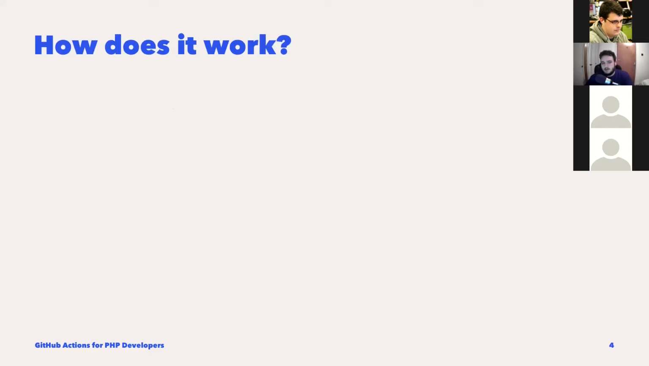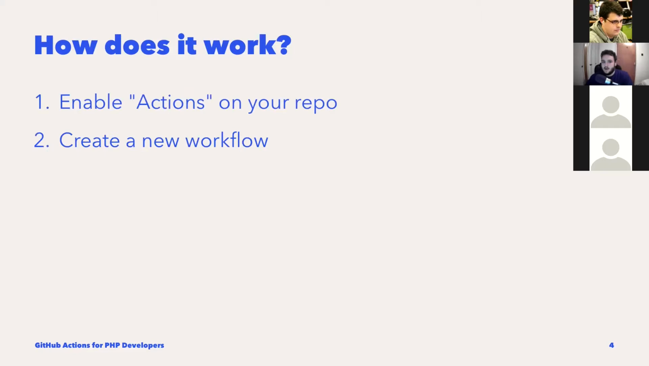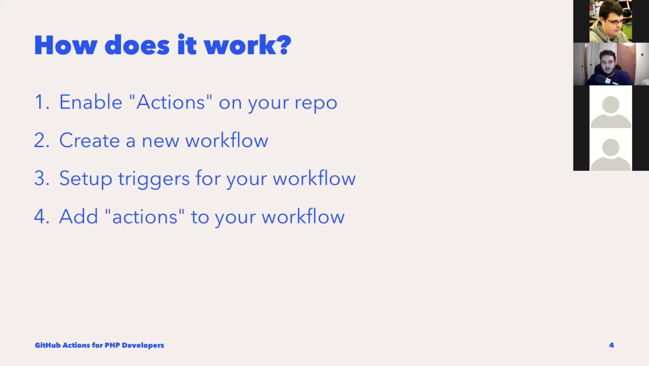So how does it work? Well, the process is actually rather simple. You go onto a tab on your repo and you enable actions. You create a new workflow. You set up triggers for your workflow, and you add actions to your workflow, hence the name GitHub Actions.